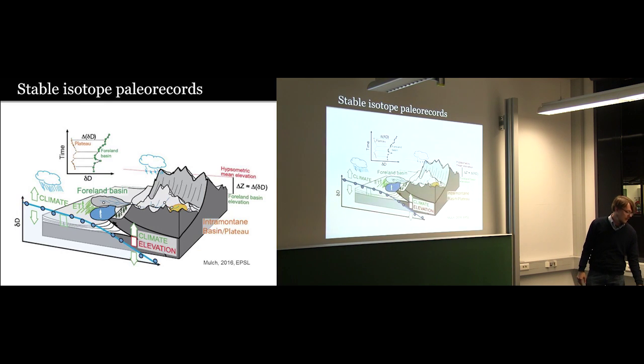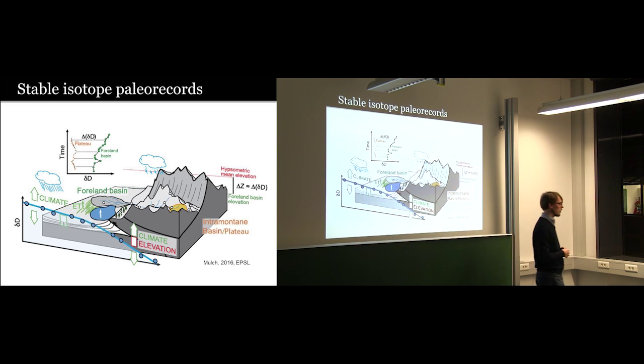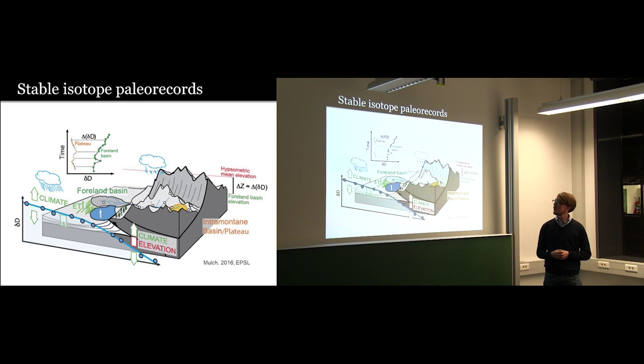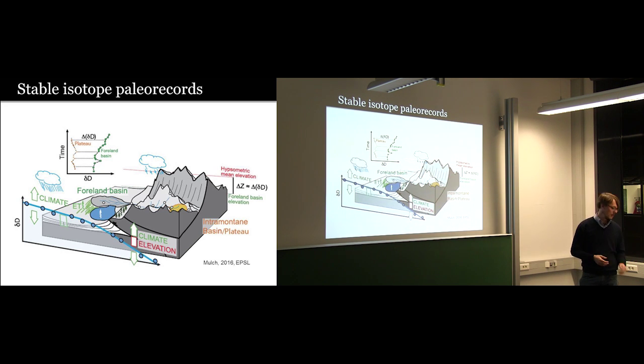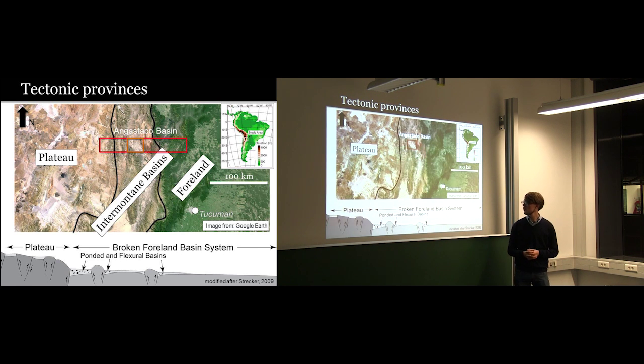Okay, so now we are ready to go into our paleo record, and this is the kind of concept we like to apply. So we go now first to a foreland setting and look at the isotopic composition in our foreland setting. And a few words about the structural setting, and you probably have heard a little bit during previous lecture about it.